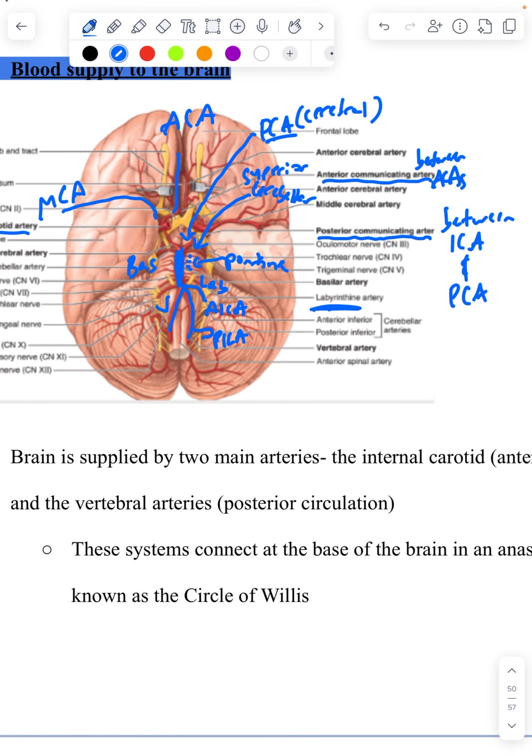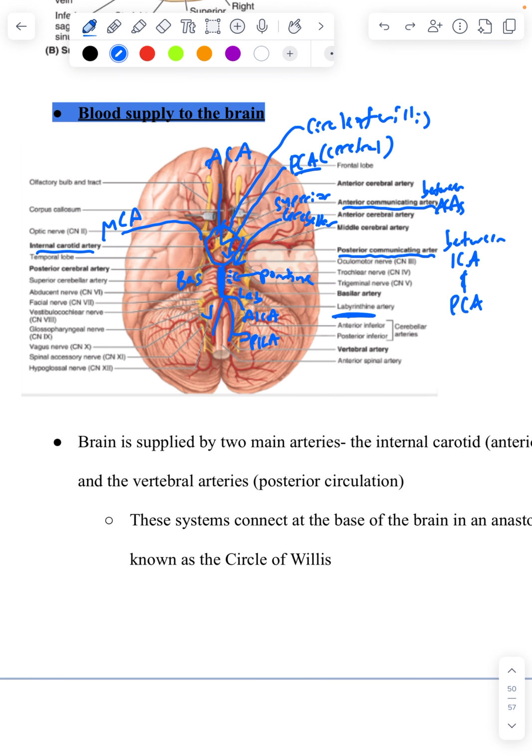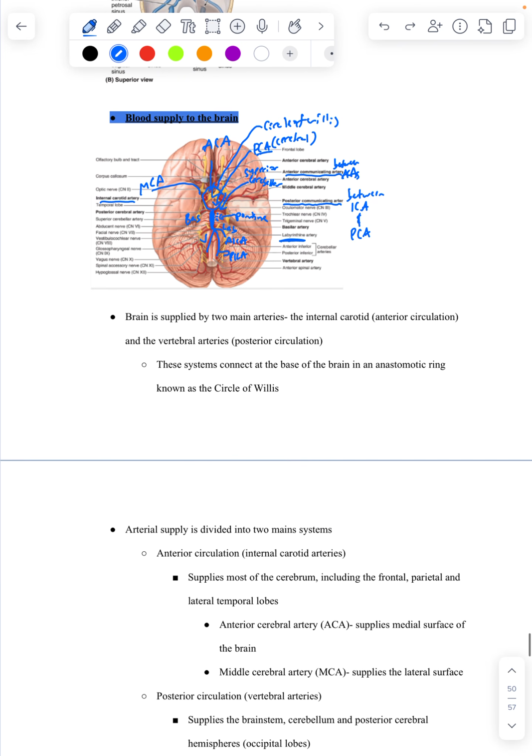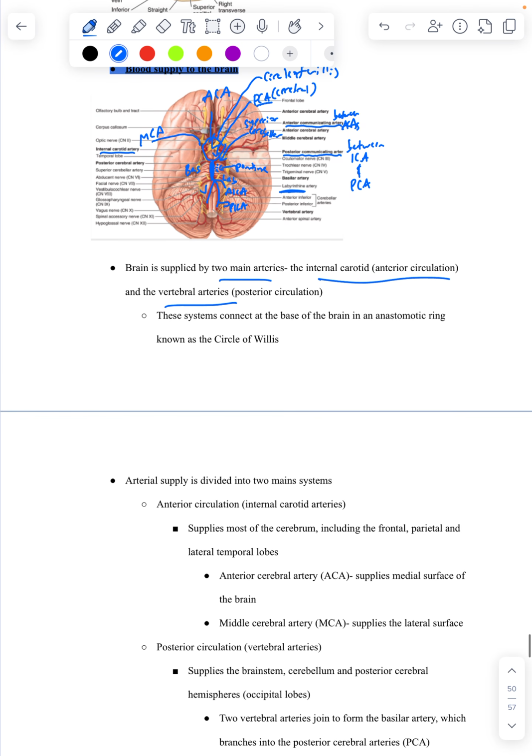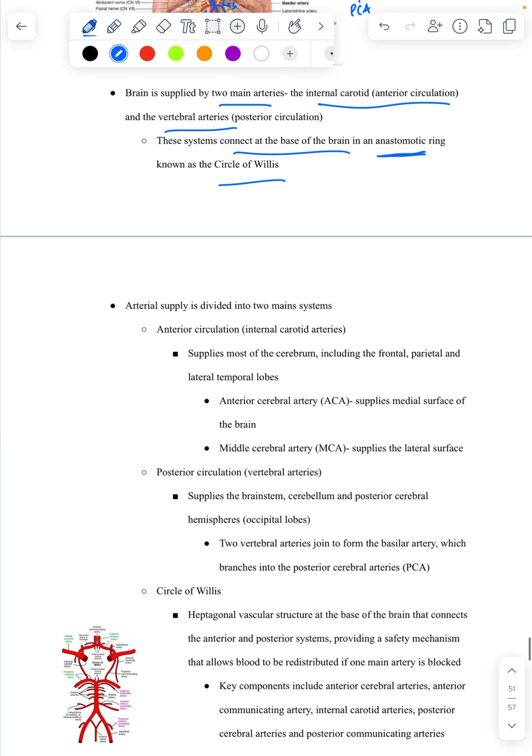So that's your blood supply. If you notice here, you get this like circle-looking thing, and that's your circle of Willis, all like within here. So this allows, if there's damage to one of these blood vessels, to at least try to make it up with the other vessels around. So they anastomose for that reason. So brain is supplied by two main arteries. It's the internal carotid and the vertebral. The vertebrals are going to eventually become your basilar. So they connect to the base of the brain, the anastomose, circle of Willis. Arterial supply, two main systems.